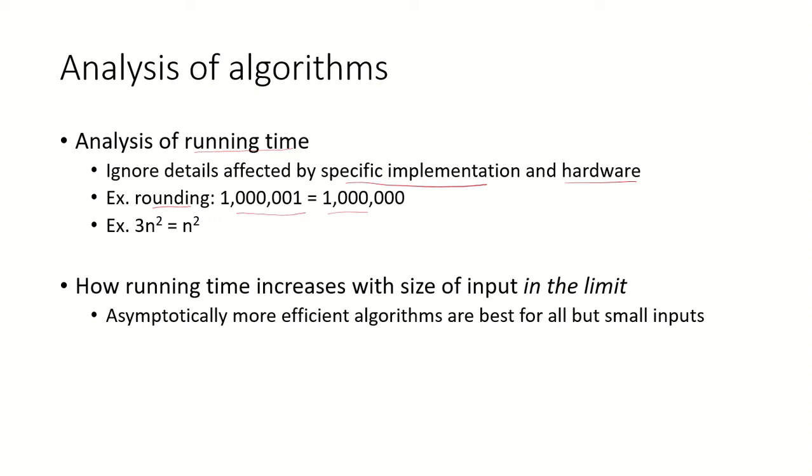Also, we make a lot of approximations, like we would be doing some kind of rounding, and this can be rounded off to 1 million, and 3n square can be said to be equivalent to n square, and we just ignore these leading coefficients. So when we are analyzing, we are talking about their growth rate, and we see how the running time will increase with the size of the input in the limit.